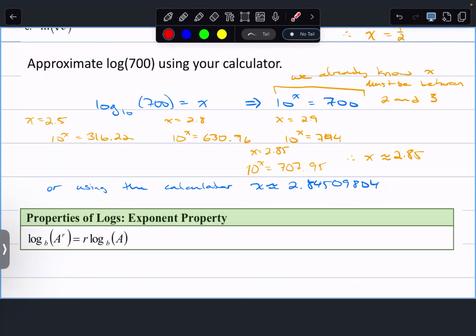We already know x must be between 2 and 3 because 10 to the power of 2 was 100 and 10 to the power of 3 from earlier was 1,000. So I already have an idea of the range, and that's how I started. And then usually I kind of apply some computer science here. You go into the middle, and then you figure out where you need to go from the middle, and then you go in the middle-ish. Kind of use your judgment.